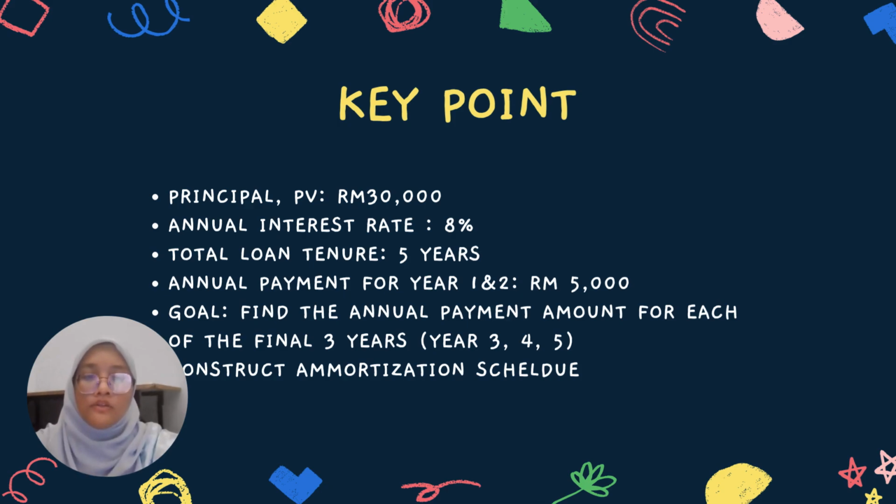Before jumping into the calculation, let's look at the key parameters of this loan. The principal or present value is 30,000 ringgit. The annual interest rate is 8% and the total loan tenure is 5 years. For years 1 and 2, the annual payment is fixed at 5,000 ringgit. Our primary objective is to find the level payment for years 3, 4 and 5 and then map this out into an amortization schedule.